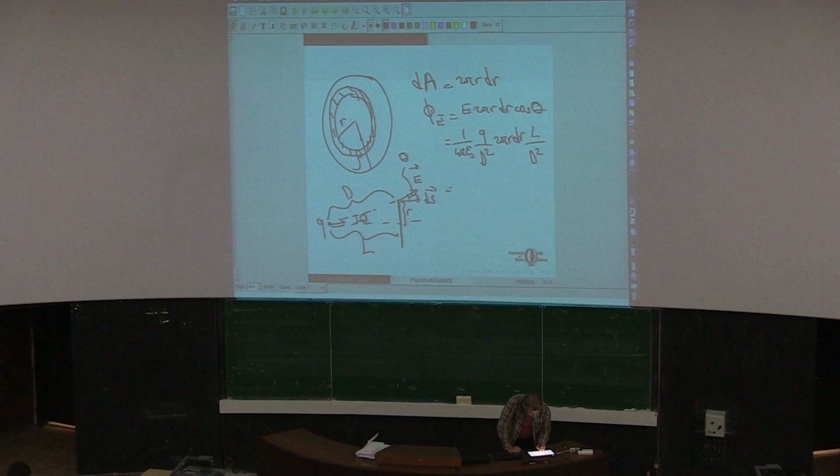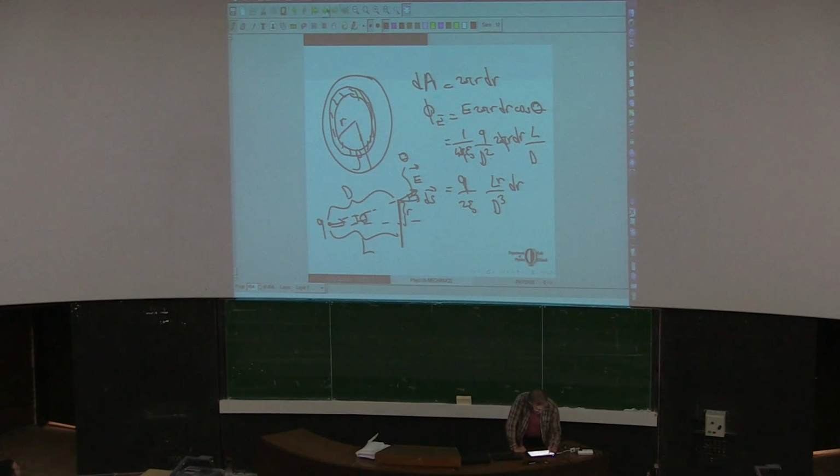So let's do the cancellations. The pi's cancel, and we have L over d. So we have 1 over 2 epsilon 0 times q L R over d cubed times dr. This is the flux that goes through one of these rings.